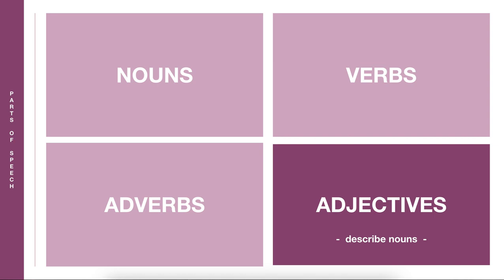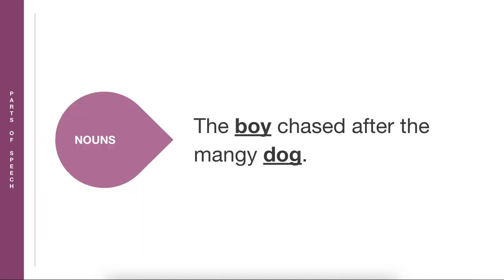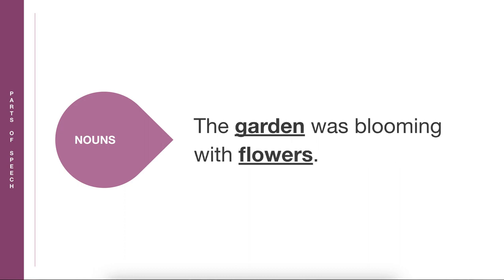Now let's look at a few examples. We have this sentence here, and both of the nouns in the sentence are highlighted or underlined. So our sentence says, the boy chased after the mangy dog. Boy and dog are both nouns. They're both things that you could touch. There's a person there. There's an animal there. Those are nouns. Here's another example. The garden was blooming with flowers. In this sentence, garden and flowers are both nouns.